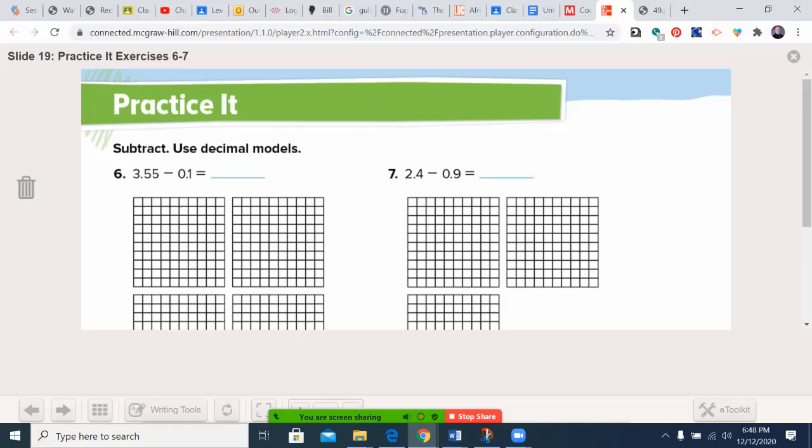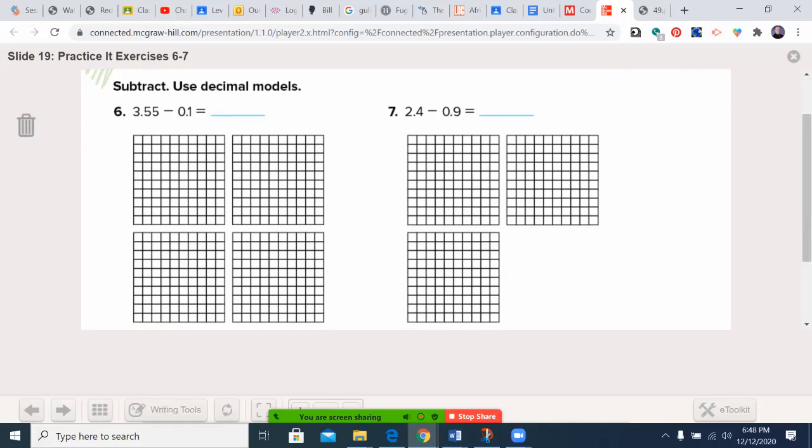Now here's something I want you to do. This does involve regrouping. I want you to do numbers 6 and 7. When you're done, you hit play and check your answers. You may pause your video now.